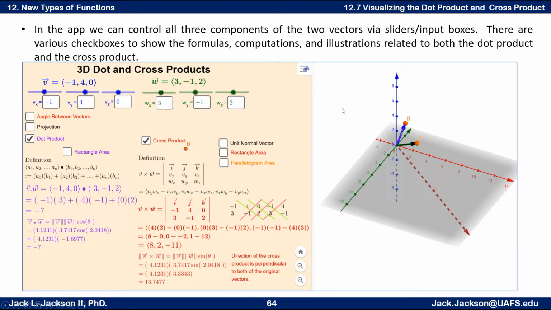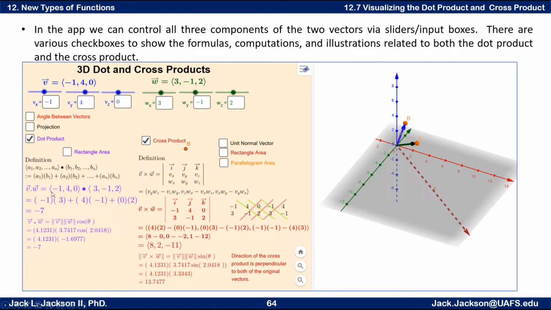So here are some static shots from the applet. Notice that you're going to be able to control all three components, the x, y, and z components, of this blue vector v, which is graphed here and illustrated up here. You can control it by the sliders or the input boxes. And the same thing for w, the green vector that's graphed over here, which goes from the origin to point C, and the vector v goes from the origin to point B. And that is also controlled by sliders or by input boxes.